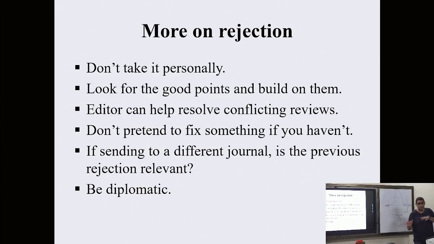If there is one positive review and one negative review, but the editor took the decision based on the negative review and the paper was rejected, you can still talk to the editor and write that okay, this was the comment, can I get the revision or something. Don't pretend to fix something if you haven't. Then if sending to a different journal, if the previous rejection was relevant, be diplomatic.